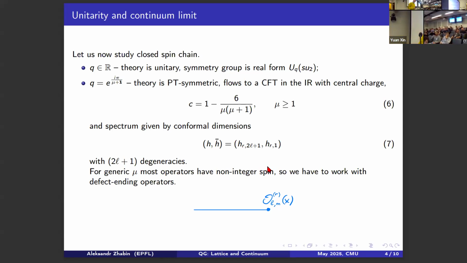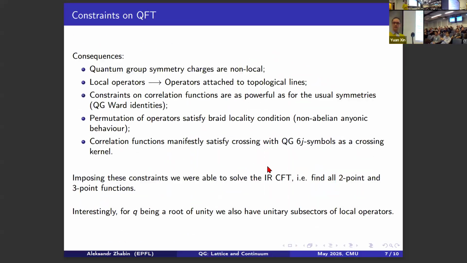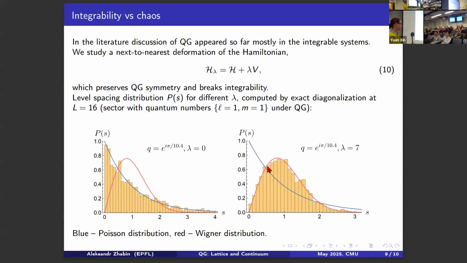When you do the analysis of the level statistics, you look for a single sector. Yeah, exactly. We resolve the symmetry. So this statistics is in the sector with L equal 1, M equal 1 quantum numbers under this quantum group, which means that in this sector, there is no additional symmetry, which results in this behavior.